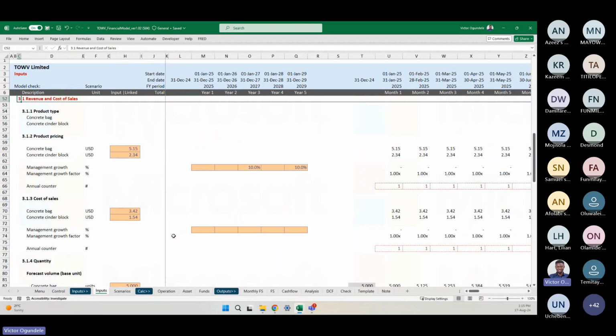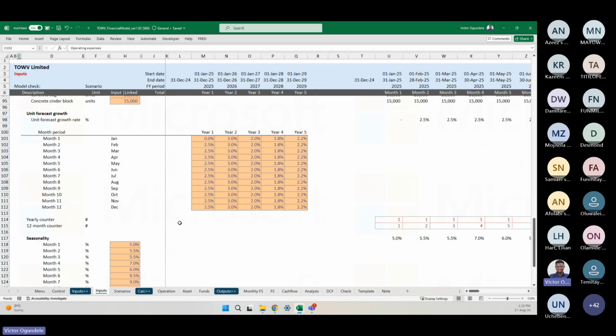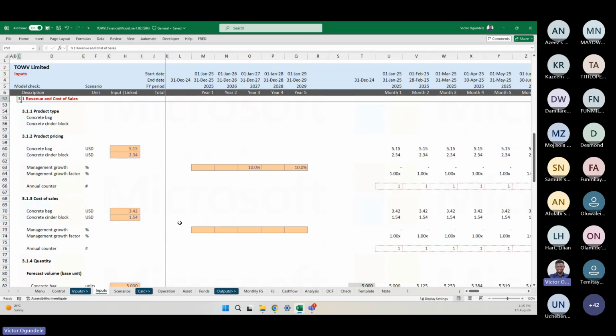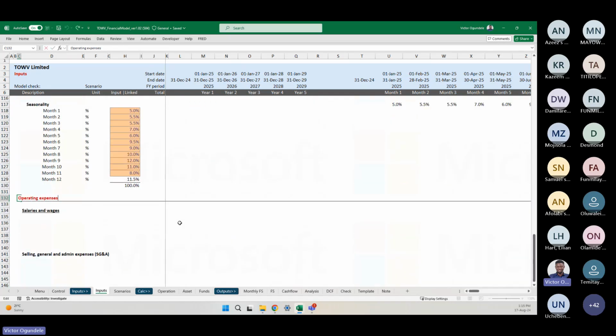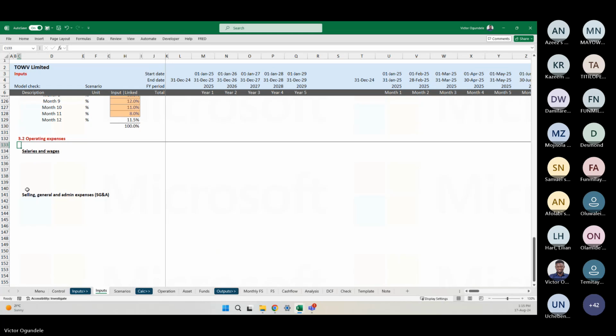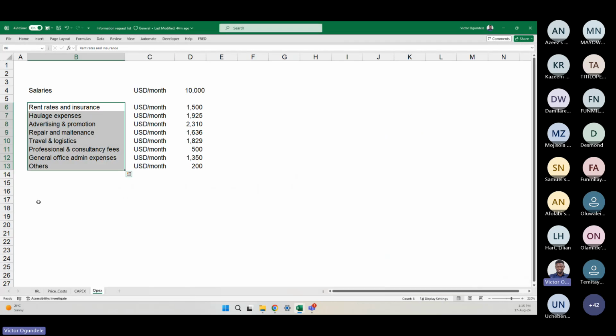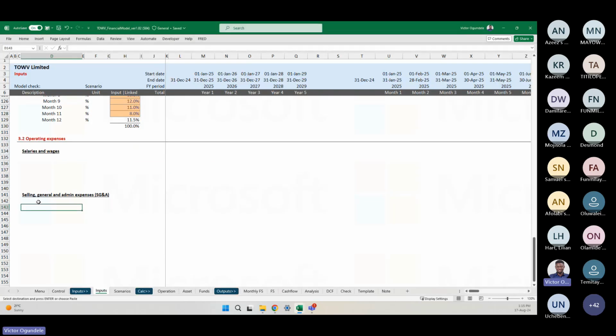I think this operating expense will become 3 points. I think we already have 3.1 or 3. Okay, so this should be 3.2. Okay, SG and A. So under my SG and A, I can copy and paste those line items. Copy and paste it here.